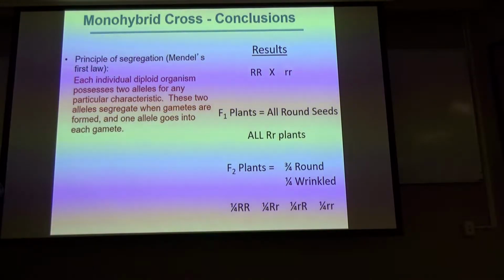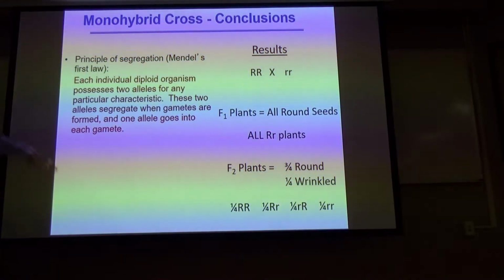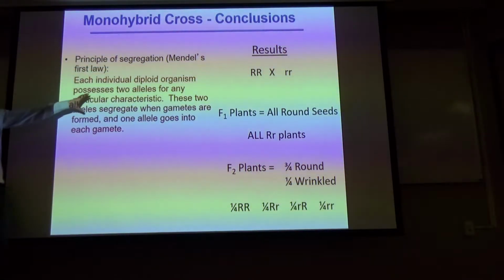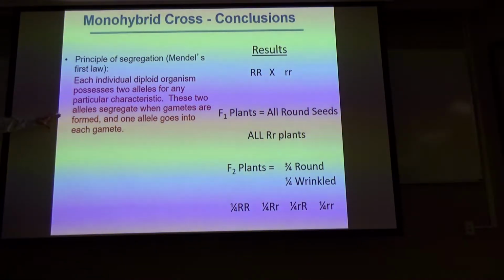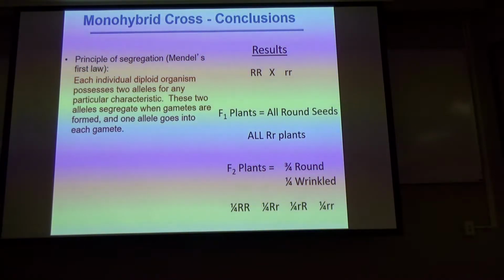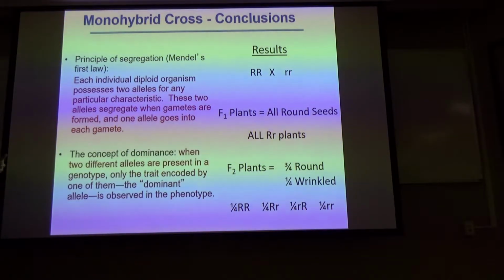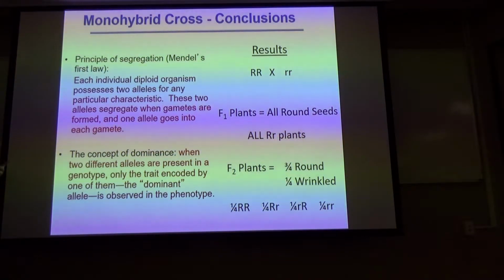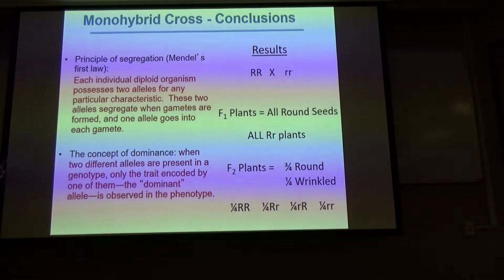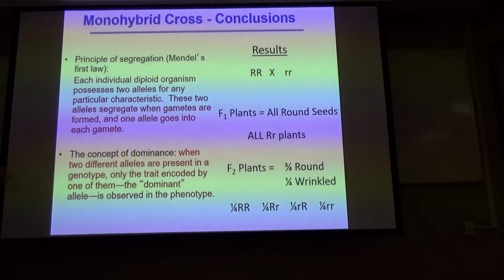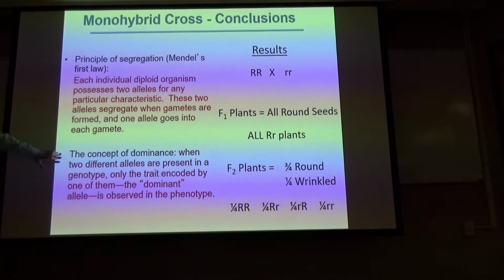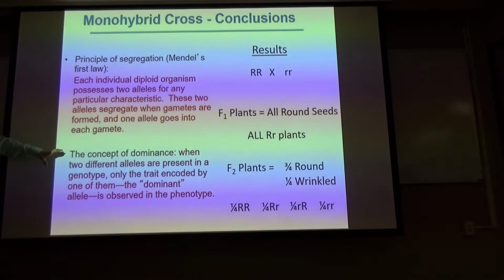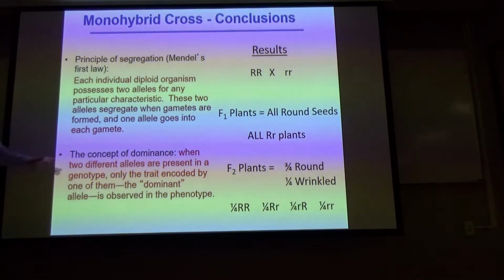Now, what are the actual results that we have from that? This is the longer definition that the book gives you for the principle of segregation. Basically, diploid organisms possess two alleles. They segregate when the gametes are formed, and one allele goes into each gamete. And there is the concept of dominance, that one allele is seemingly dominant over another. When two alleles are present, only the trait encoded by one of them, the dominant one, is observed in the phenotype. This dominance in his traits was complete dominance. And we will talk about incomplete dominance tomorrow.